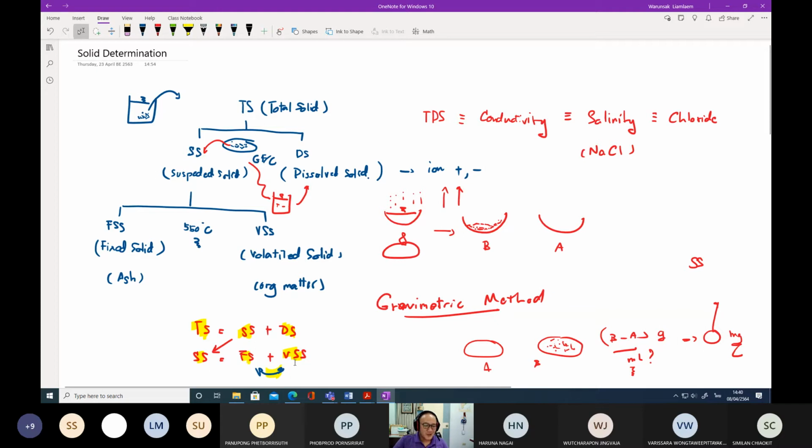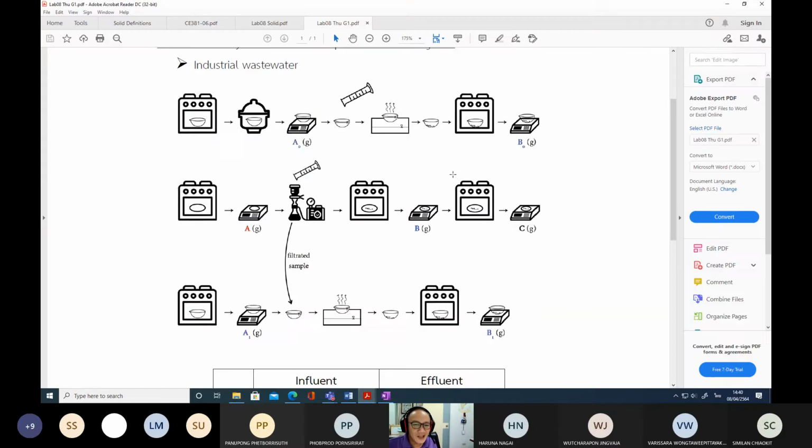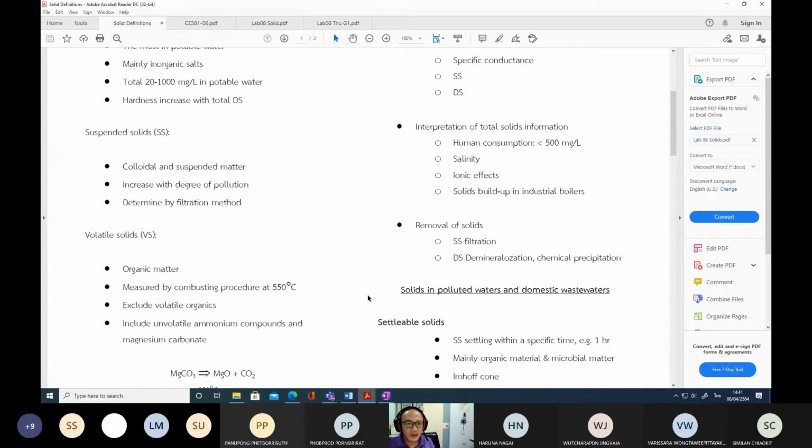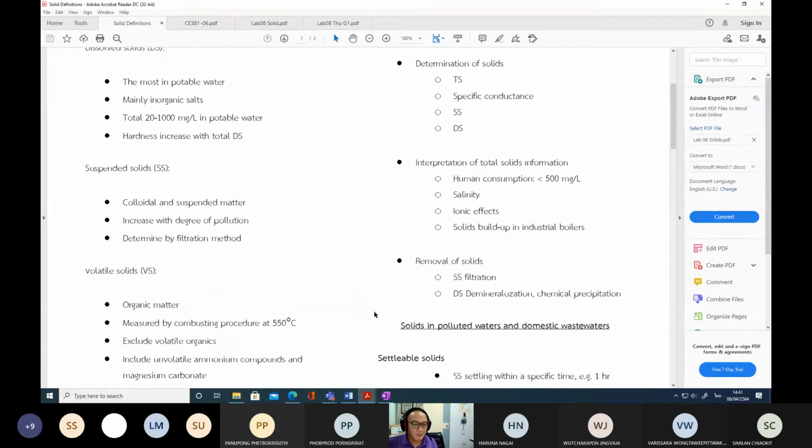For the volatile solids, you have to determine either this one or this one. If you determine this one, you have to use this relationship to find out the other one. It could be any of these. So you should discuss with respect to this relationship. And as it is about wastewater treatment processes, you may come back again to the background information.